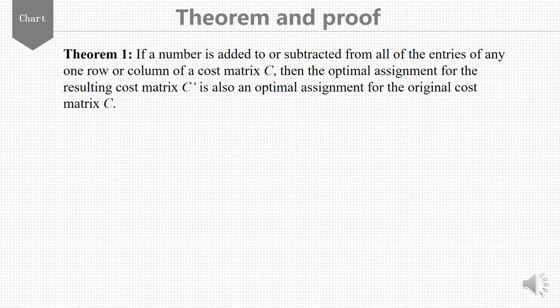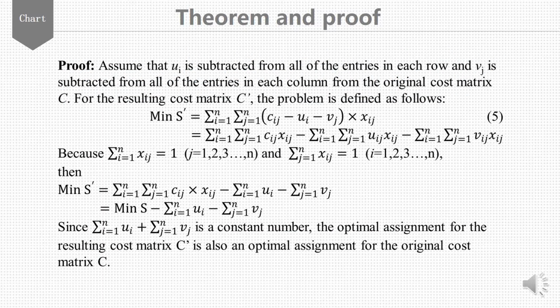Theorem 1. If a number is added to or subtracted from all of the entries of any row or column of a cost matrix, then the optimal assignment for the resulting cost matrix is also an optimal assignment for the original cost matrix. Here is a proof to certify Theorem 1.